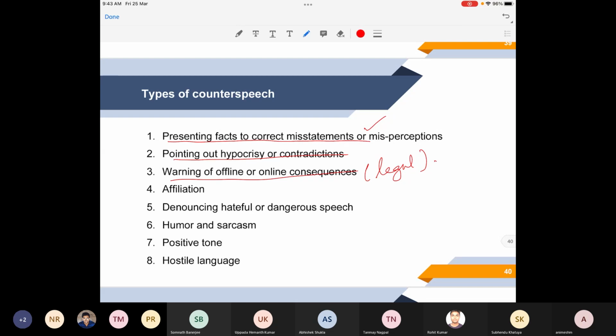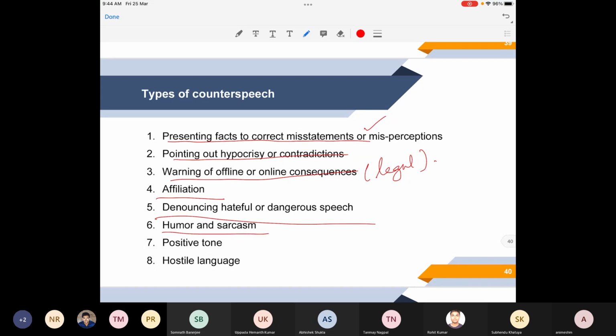Suppose you are affiliated to a certain religious community, and some person from your community is hurling a hateful message at some other religious community. You stand up for that minority religious community and say, no, this is not correct. Whatever is being done by one of the fellow members of my religious community is not correct and should not be done. We are all equal. So you affiliate yourself with one religious community and support another, probably a minority one. Then there is denouncing of hateful and dangerous speech: you can say that what you are doing is not correct.